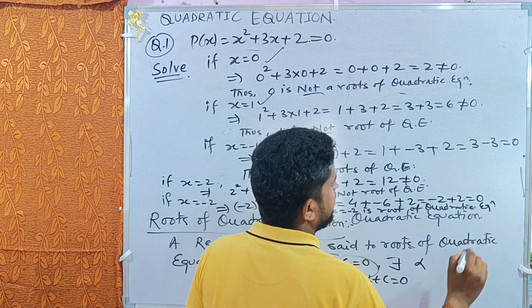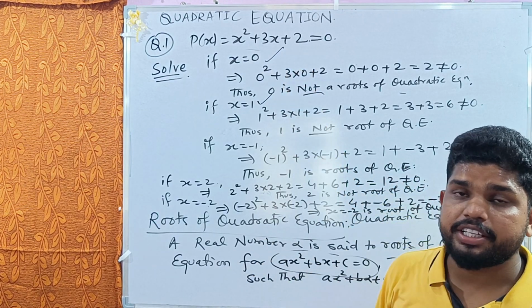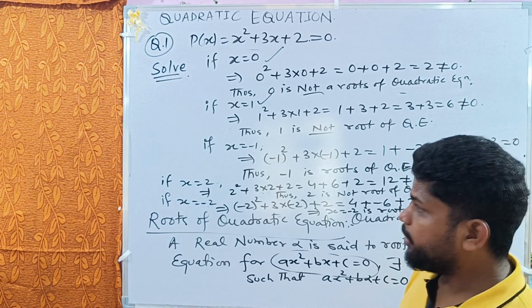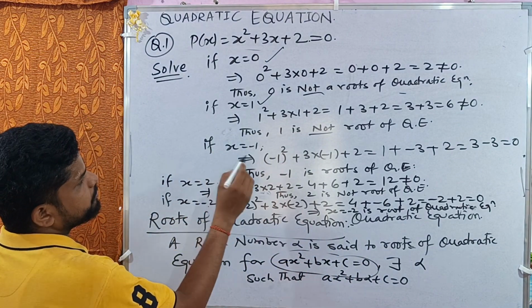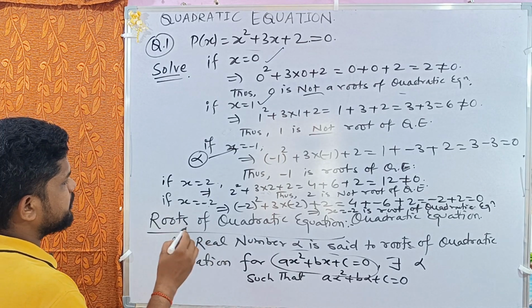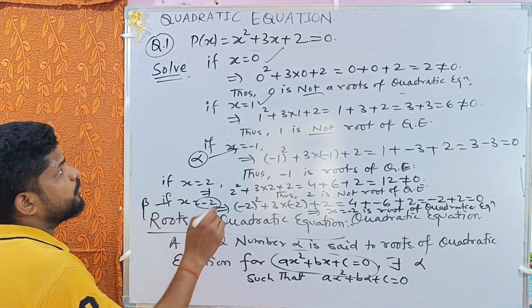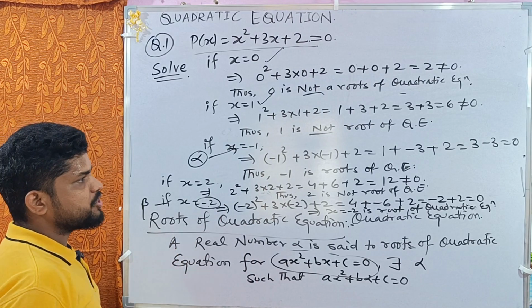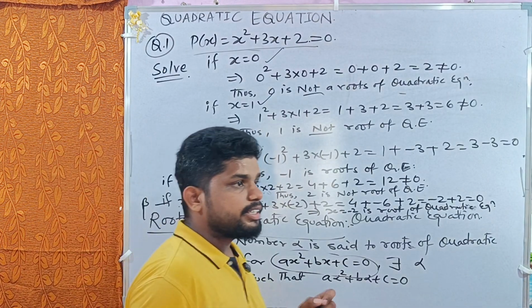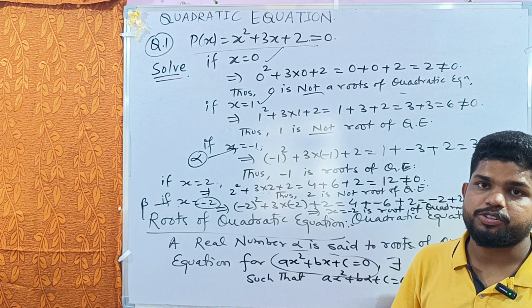Dear students, keep in your mind that since this is a quadratic equation whose degree is 2, at most 2 roots are possible. So the value of alpha is x equals minus 1, and the value of the other root, that is beta, is equal to minus 2. So this given quadratic equation is only satisfied for x equals minus 1 and x equals minus 2. So these are the values of alpha and beta. Since it is a quadratic equation, at most 2 roots are possible.